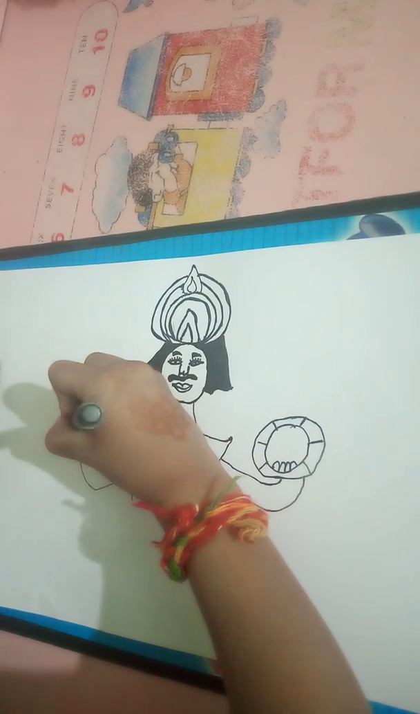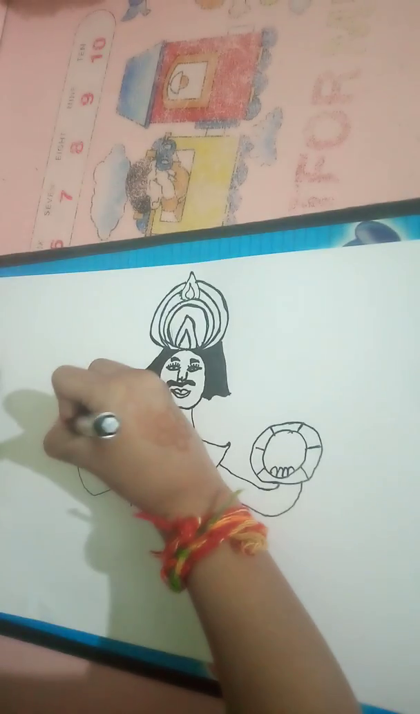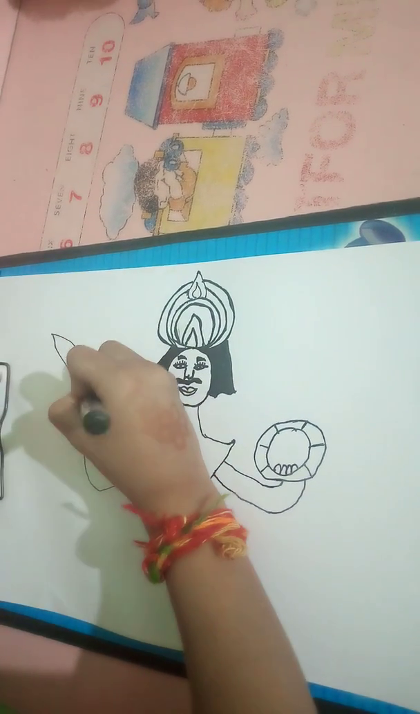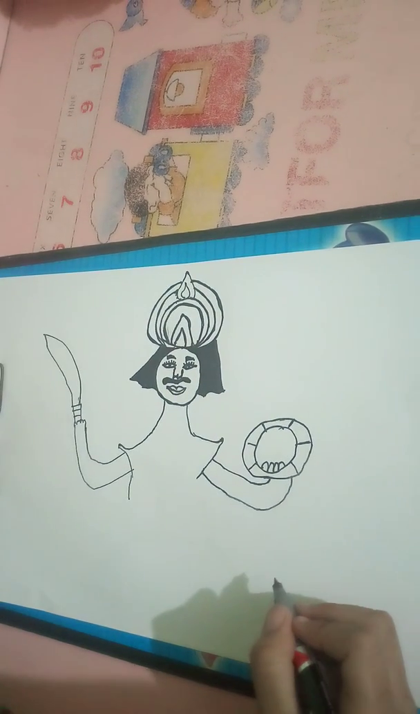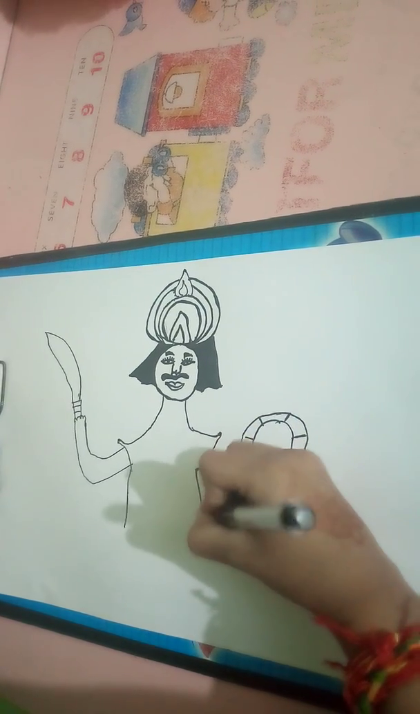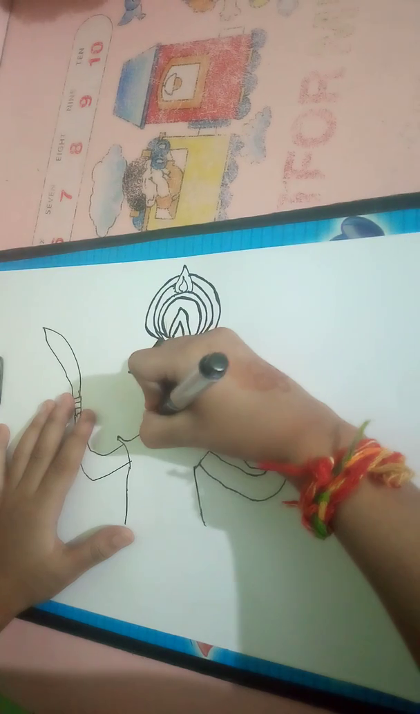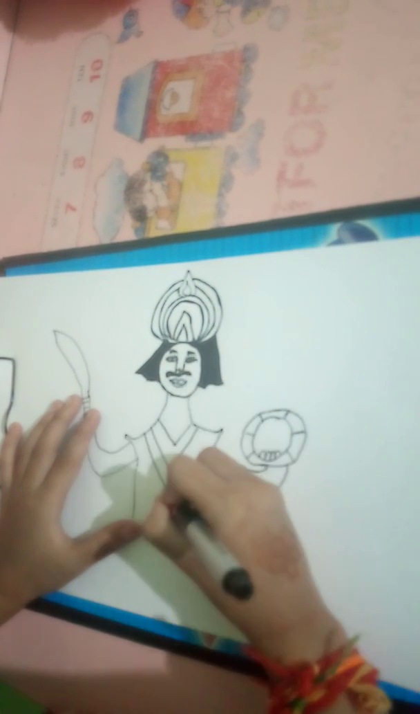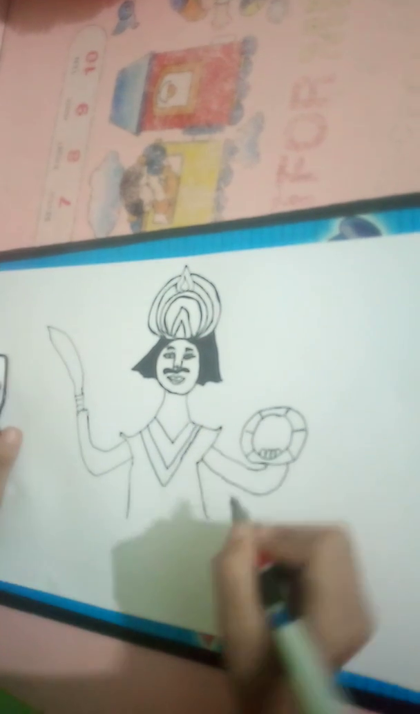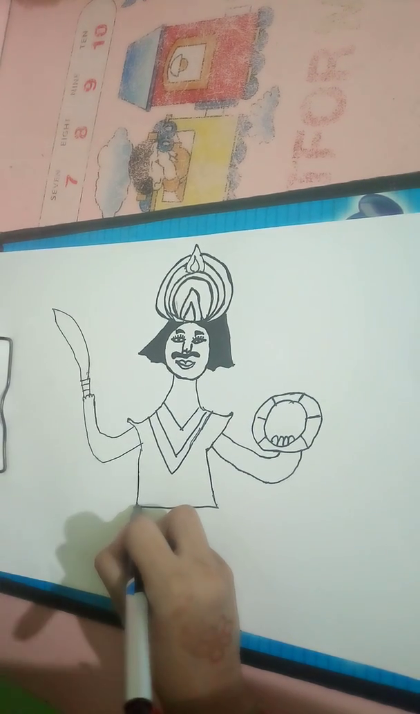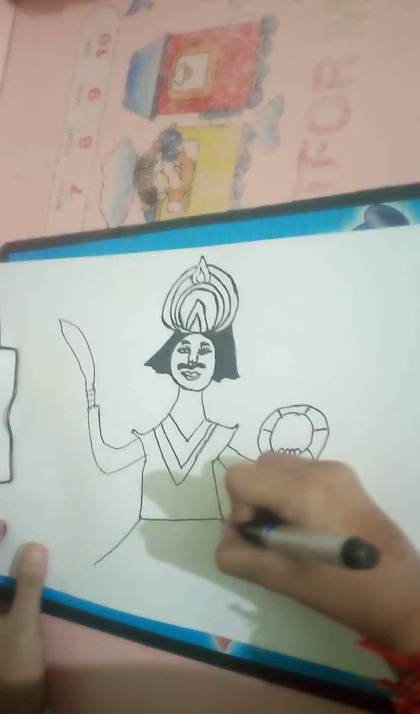Now we will make the Talwar. Now we will make the lower part of the Ravan. Now we will make V. Now we will make one line. Then we will make a skull.